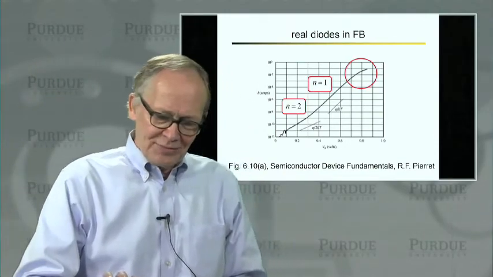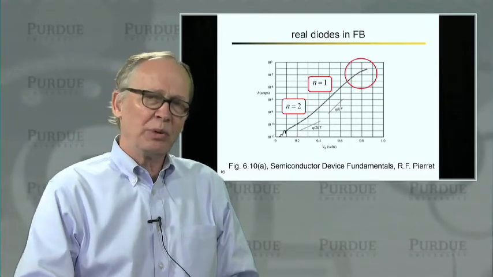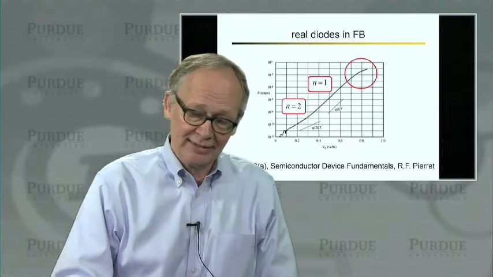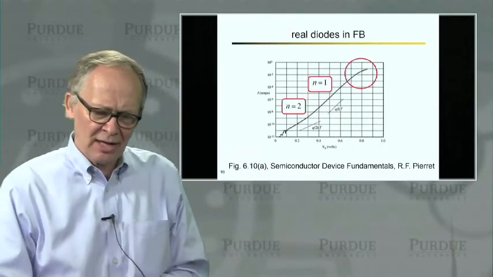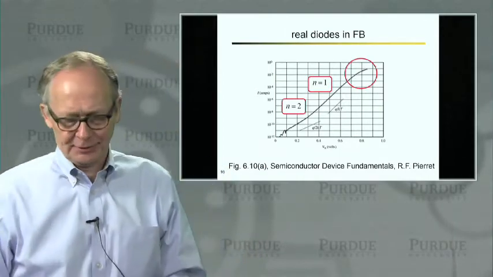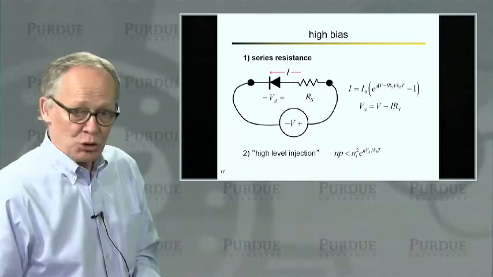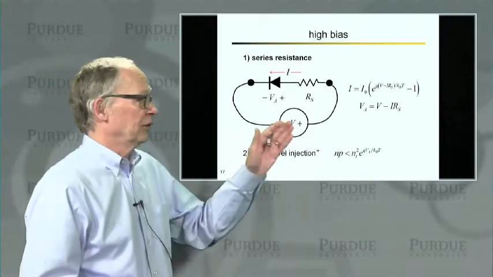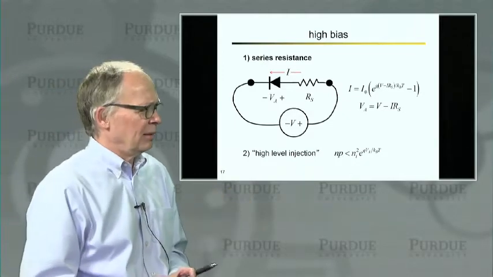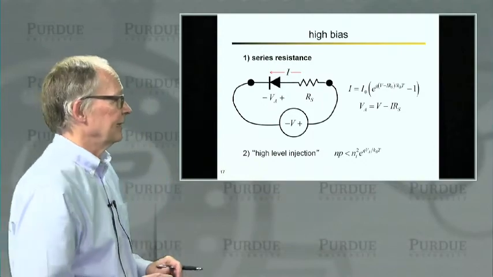So the actual treatment of this can get a little bit complicated. Just as the actual treatment of impact ionization and Zener tunneling can get complicated, what we want to do is just get an understanding of basically what's going on here. Now, in the high bias regime, two things can be going on: series resistance or high level injection. High level injection gets a little bit complicated, but series resistance is always there and it's easy to understand.